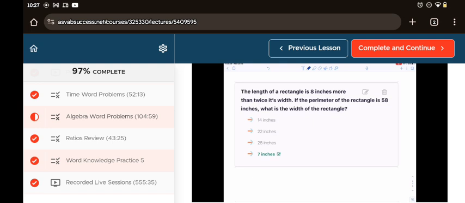It says, the length of a rectangle is 8 inches more than twice its width. So let's start just writing our equation. Length is 8 inches more than twice its width. So L equals twice its width plus 8. Next sentence says, if the perimeter of the rectangle is 58 inches, what is the width of the rectangle?